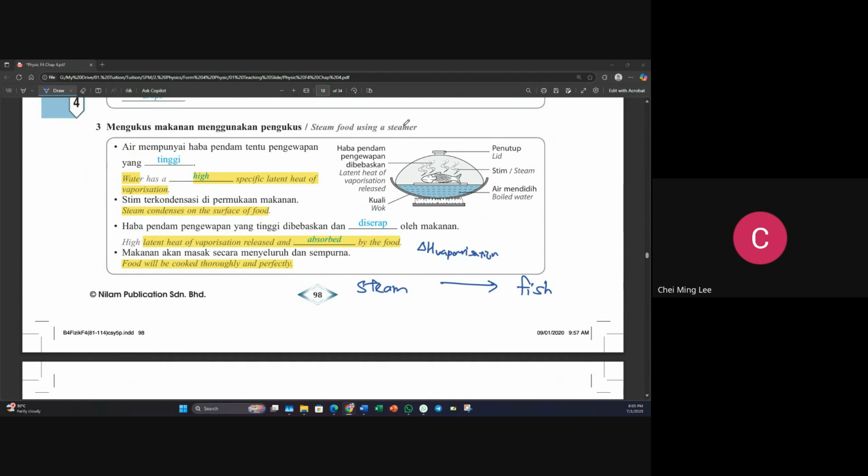The steam. When we steam food using a steamer, water has a high specific latent heat of vaporization, and steam will condense on the surface of the food. So the high latent heat of vaporization will be released and absorbed by the food, and the food will be cooked thoroughly and perfectly. Because the steam condenses on the surface of the food, there is heat there, so the food will absorb the heat and its temperature will increase. So this is how we cook. Okay, can? Okay, got this out.